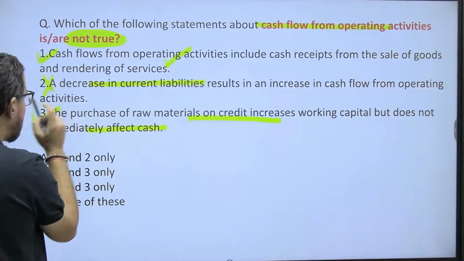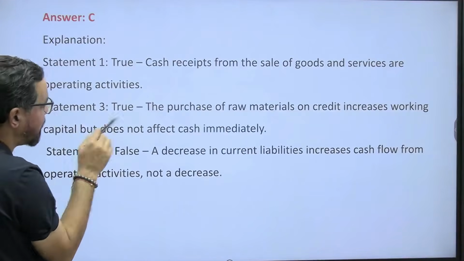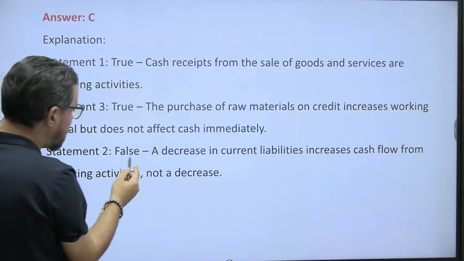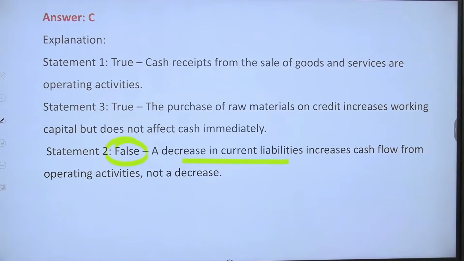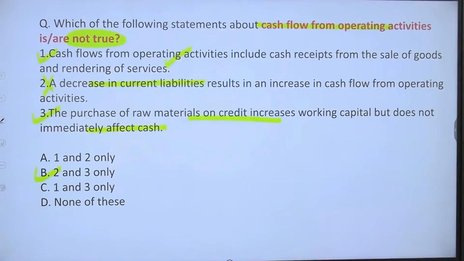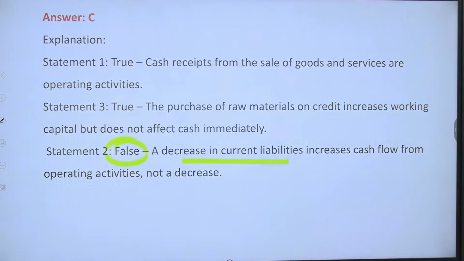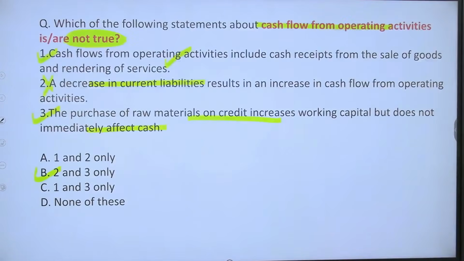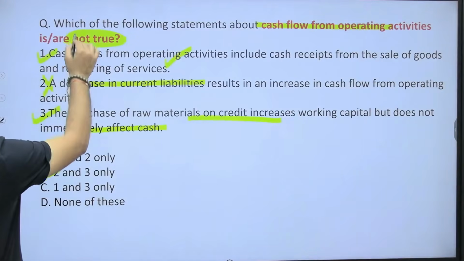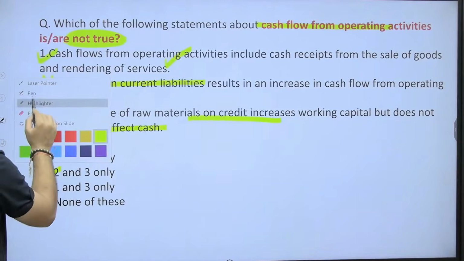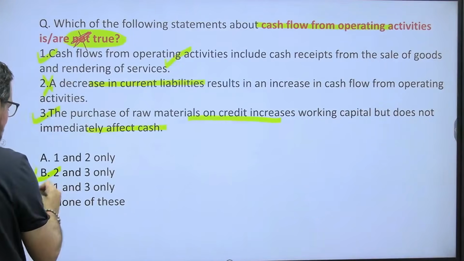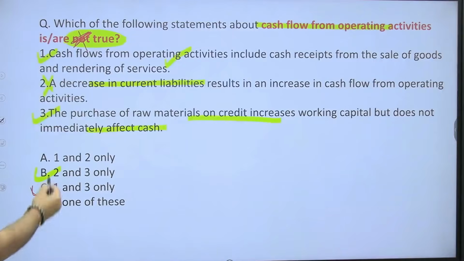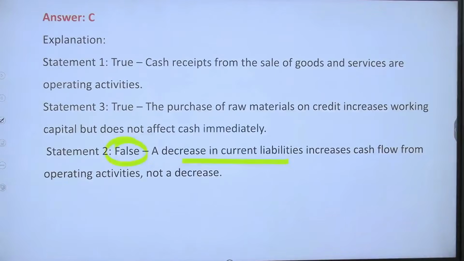So as per the explanation, this is true. A decrease in current liabilities results in... This is false. So a decrease in current liabilities decreases the cash flow. So that means only 2. Do we have only 2? No. So what they have mentioned is C. C means 1 and 3, which is true. 1 and 3 are true. So we have 2 options. We have to change the option itself. If it is true, your answer will be option C. Okay? Not this. Sorry. Next one.